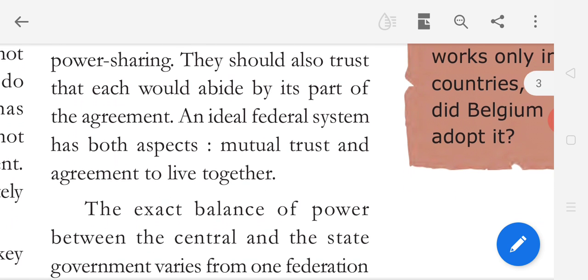An ideal federal system has both aspects. The ideal system, we can say the ideal federalism, so we have to understand, is when there is mutual trust and agreement to live together. So if there is mutual trust between the central government and the state government, we can see an ideal federalism there. Now the remaining paragraph we will read in the next clip.